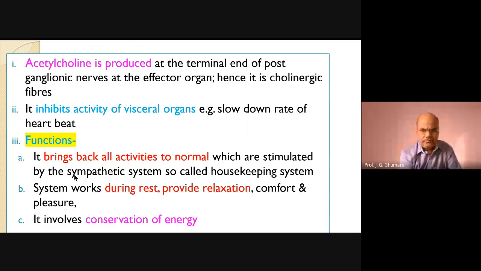Okay. That way it is called a housekeeping system. It will bring things back to normal. It is the one which works during rest, the one which provides relaxation, comfort and pleasure, remember. That way it is the one which starts working when we are in a relaxed state, remember.